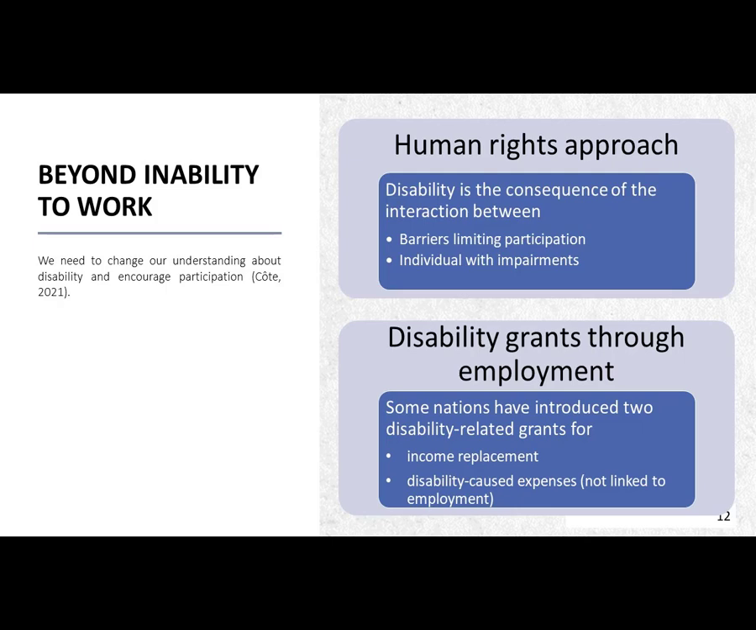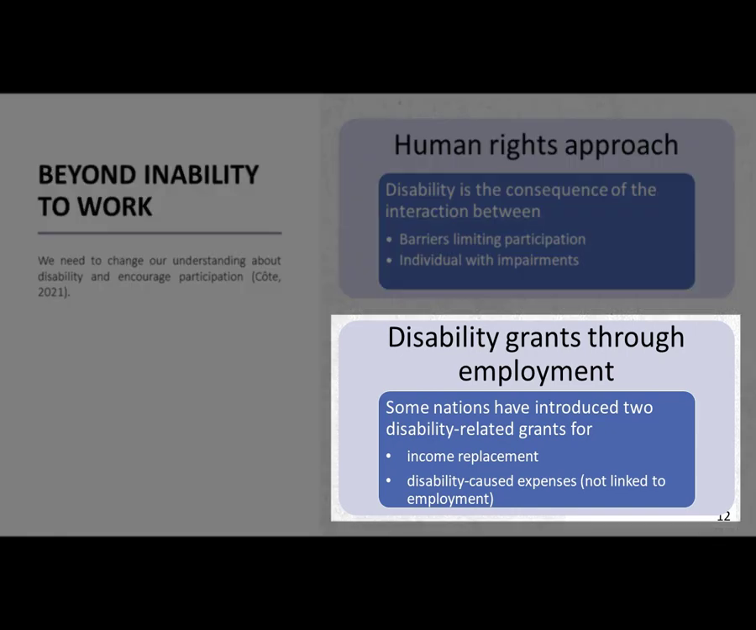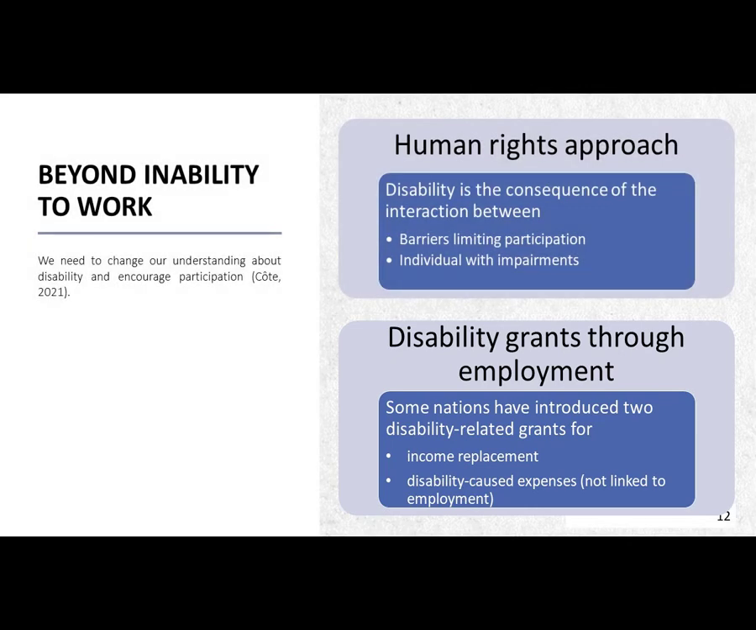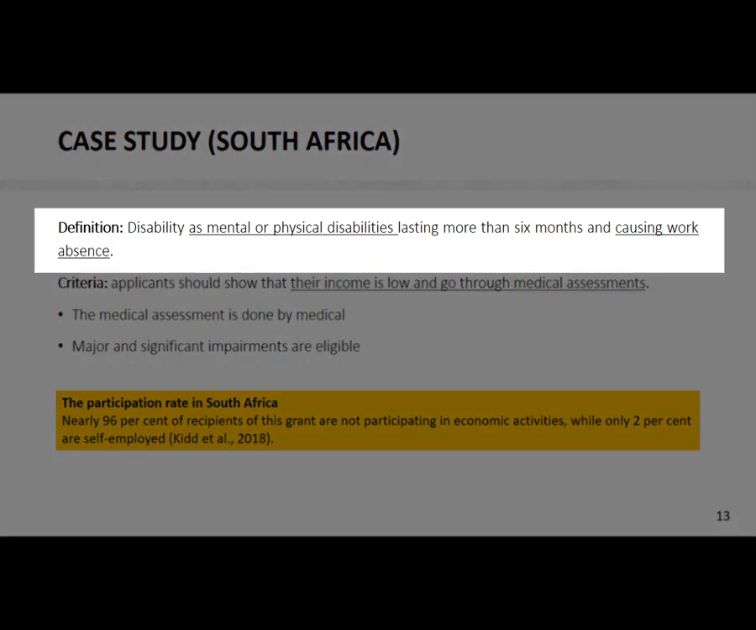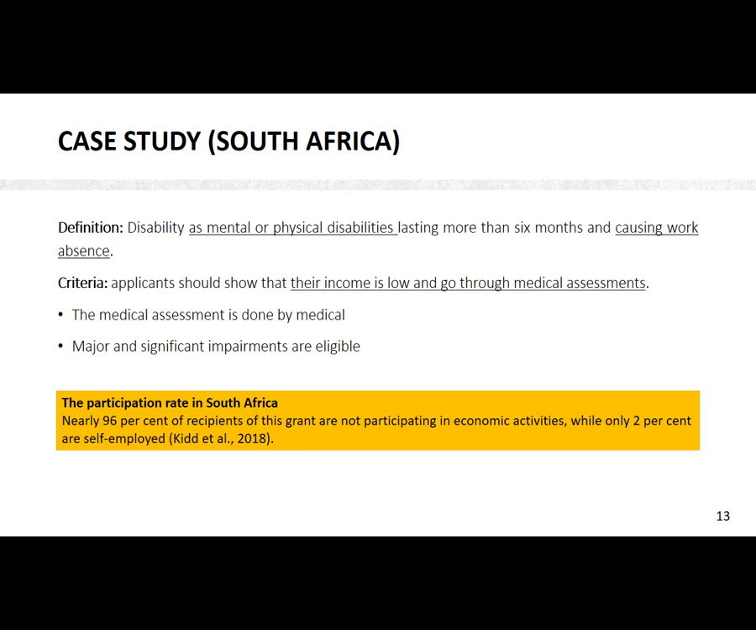programs. Some nations have introduced two disability-related grants: one for income replacement for those who have lost their income because of the barriers they face, and the other for disability-caused expenses, which is not linked to employment. Let's take a look at South Africa's policies regarding disability. Disability is defined as mental or physical disabilities lasting more than 6 months and causing work absence. The criteria is that applicants should show that their income is low and go through medical assessments.